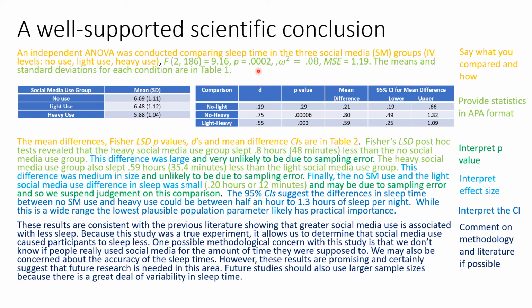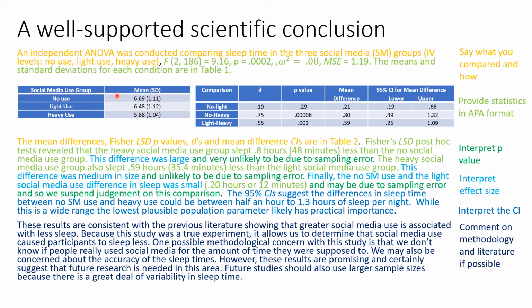Here's your obtained F. Here's the p-value for the overall F. Here's the omega squared, the mean square error, and then you're going to refer to a table. There's so much information to convey when you do ANOVAs. It's usually helpful to present the means and standard deviations of each condition in a table, and that's what I'm referring to here. The means and standard deviations of each condition are in table 1.